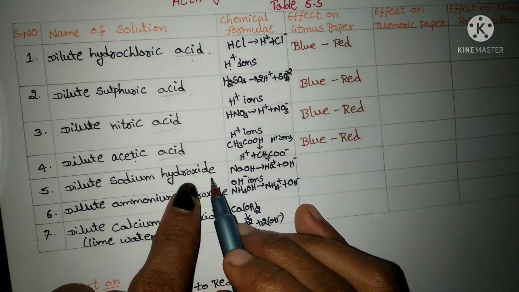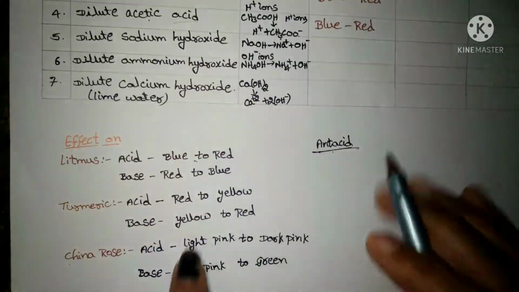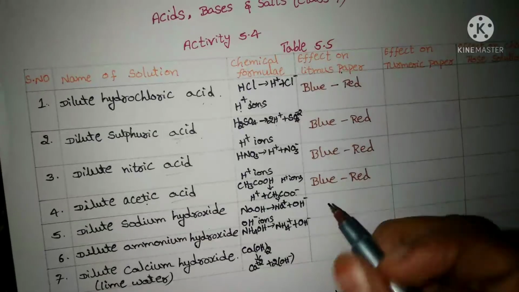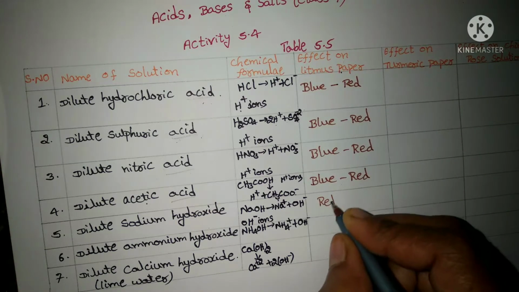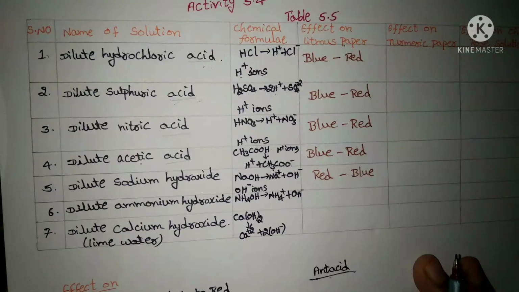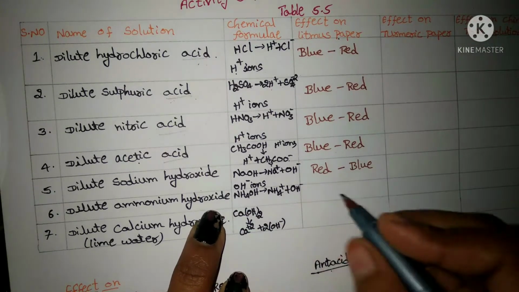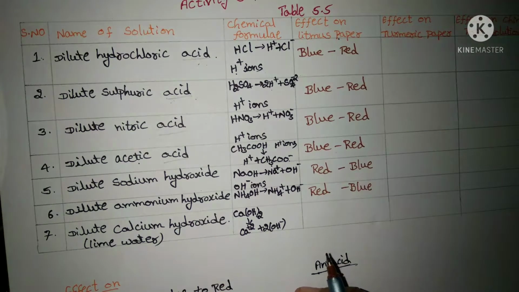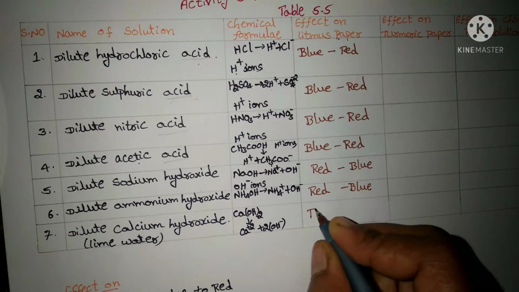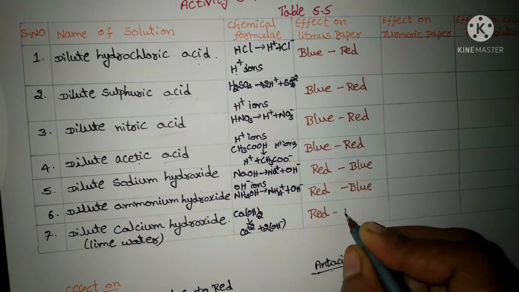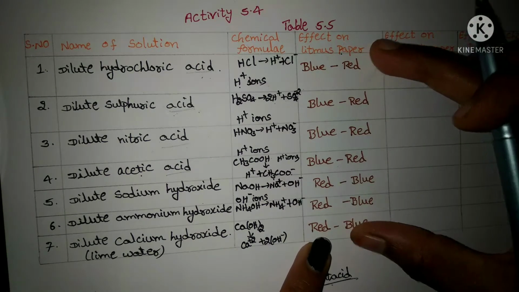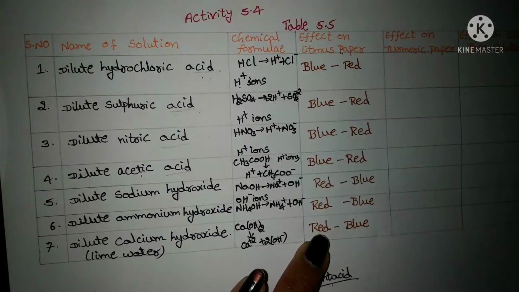Next, sodium hydroxide is a base. So, on the litmus paper, what is the effect of base? Red litmus turns to blue. So, here, red turns to blue. Next, ammonium hydroxide. It is a base. So, in base, red litmus will turn to blue color. Next, calcium hydroxide. This is also a base. So, red litmus will turn to blue color. So this is the effect on litmus paper of these solutions.